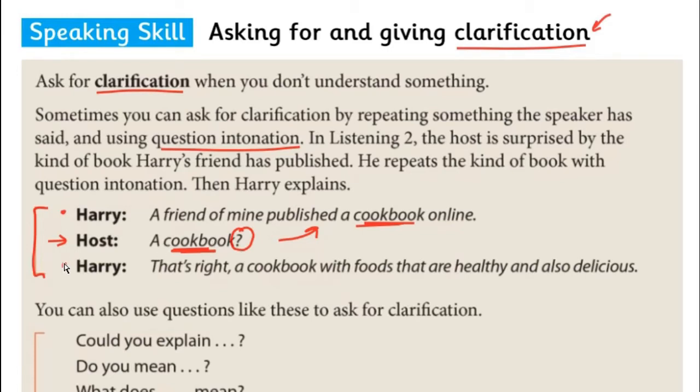Because he just repeated a word and he said it with a question intonation, Harry understood that I need to clarify, I need to make it clear for him, I need to explain to him what I meant. So he said, "That's right, a cookbook with foods that are healthy and also delicious." So he's explaining, yeah, you're correct, you did understand, you did hear what I said. I did mean a cookbook, and a cookbook is a book with foods that are healthy and delicious and so on. So this is one common way that we ask for clarification.